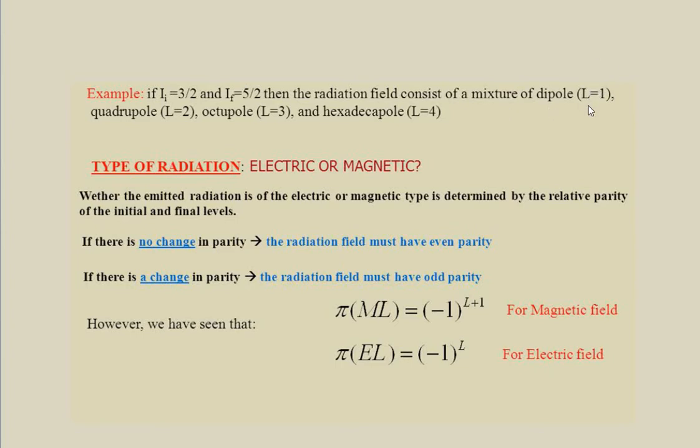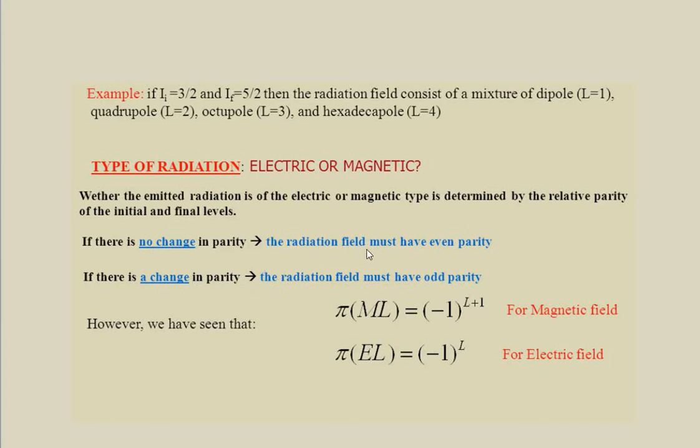Then the possible electric radiations are E1, E2, E3, E4. Magnetic dipole radiations are possible as M1, M2, M3, M4. These are the possible transitions.